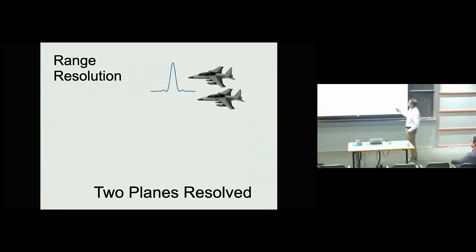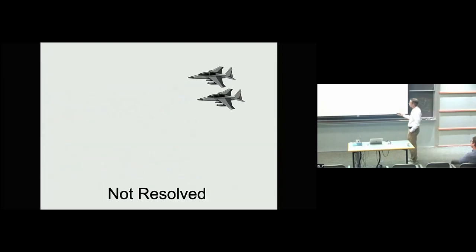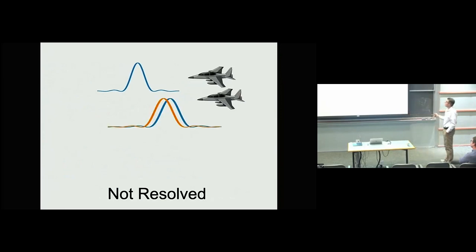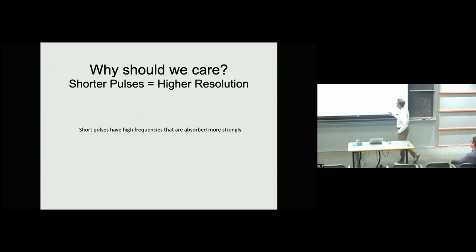So for example, in range resolution, if I have two objects, then if they're separated by sufficient value, then I'm going to get these two return pulses. However, radar is coherent, so these waves sum, and so you see that you get these two pulses that are measured. But if I have a single pulse, and then the pulse is much fatter, then it hits off these two targets, then what you see is that you get another pulse, but it's broader. And it can be hard to determine what is the resolution there.